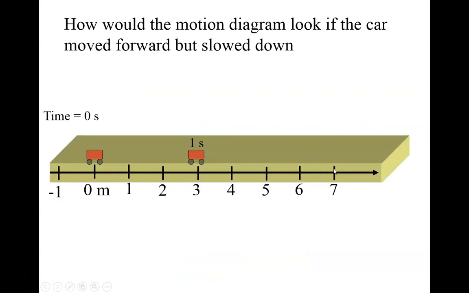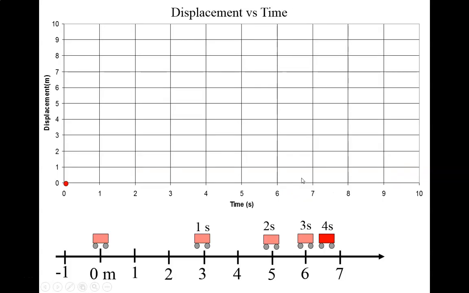Okay. Now, what would it look like if the object slowed? So originally we moved 3 meters in the first second, then 2 meters in the second, then 1 meter in the next second, then a half a meter in the next second. So if we graph that, the spacing is going to be different. We're no longer going to get a straight line, but a curve. Okay, and notice that the curve is getting flatter.